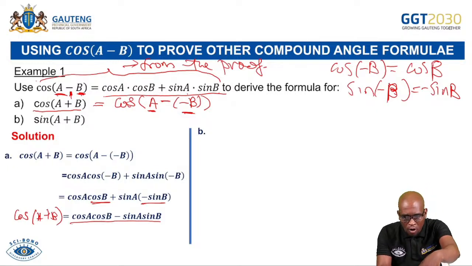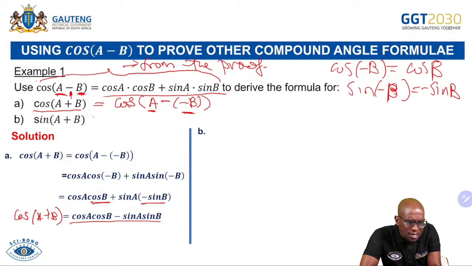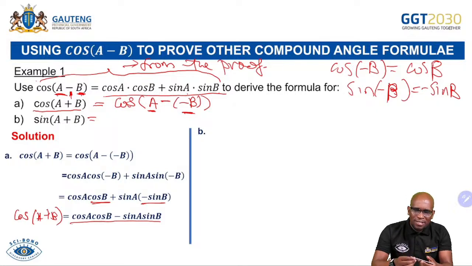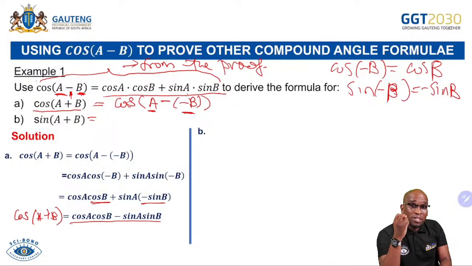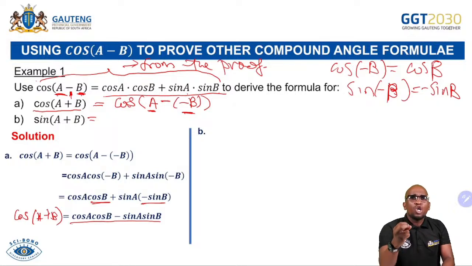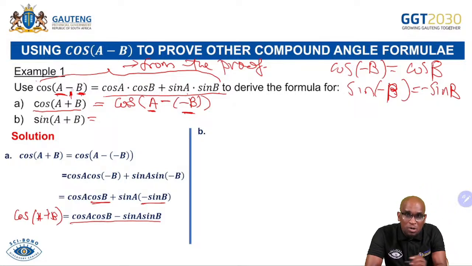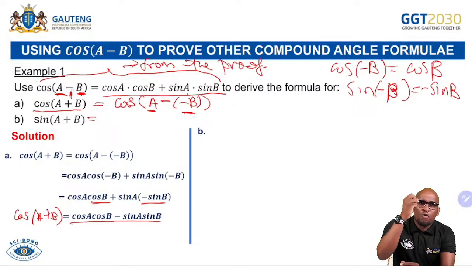Right, we move on to the second one. The second one, if you check now, is written in the form of sine of A plus B. The sine of A plus B, what is the aim? The aim is to write it as the cosine first. And then after writing the sine as a cosine, you should be able to express it as a difference of two angles, because that is what we are given there. We are given the cosine of the difference of two angles.